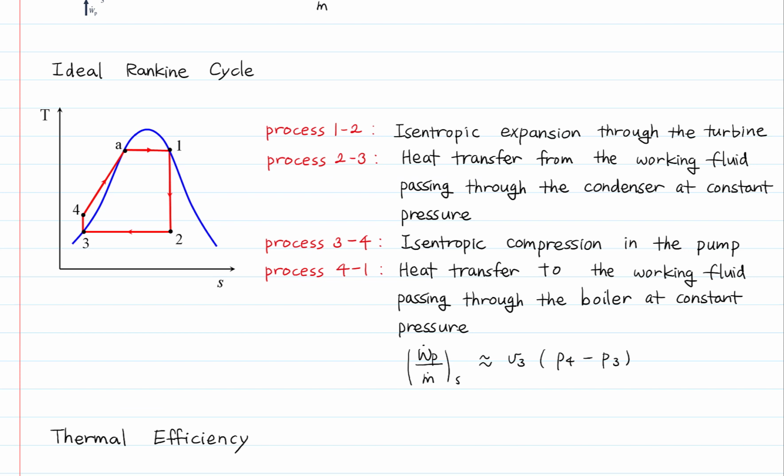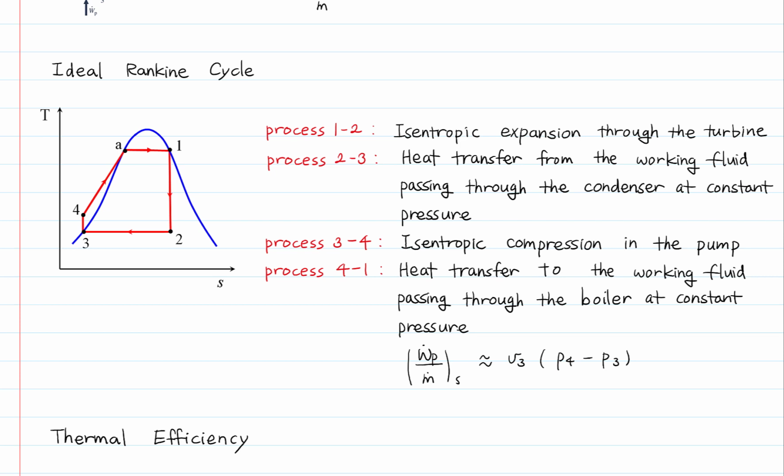The ideal Rankine cycle consists of 4 processes. Process 1-2 is an isentropic expansion in a turbine. So the saturated vapor enters the turbine, it expands isentropically and produces work. Process 2-3, heat rejection from the condenser at constant pressure. The saturated mixture enters the condenser and rejects heat to the surroundings.